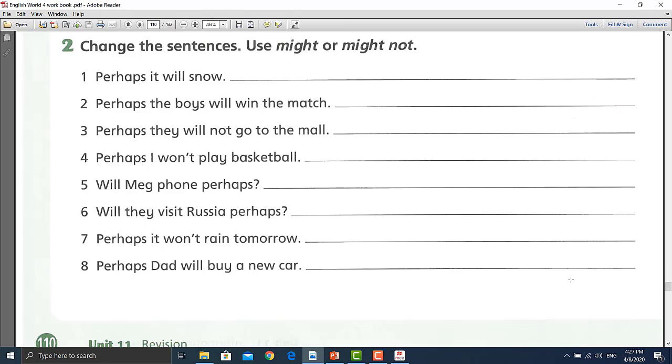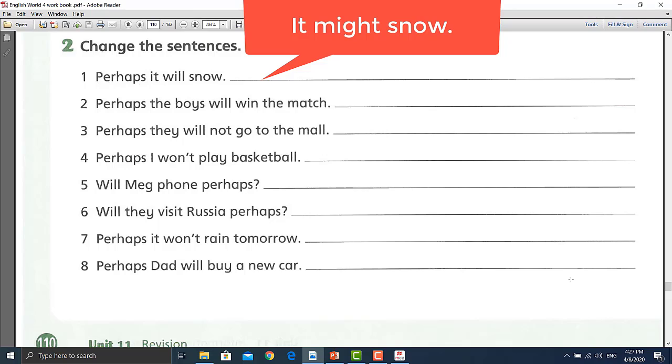Exercise number 2 on page 110. Change the sentences. Use might or might not. You remember might and might not? Might and might not replace perhaps and will to talk about something that is possible but not certain. Number 1, perhaps it will snow. Yes, omit perhaps and omit will. It might snow.